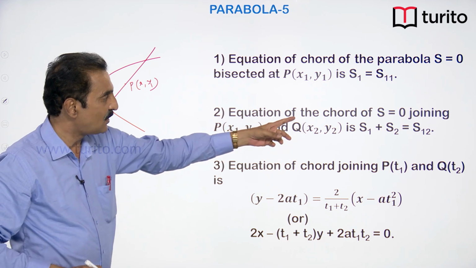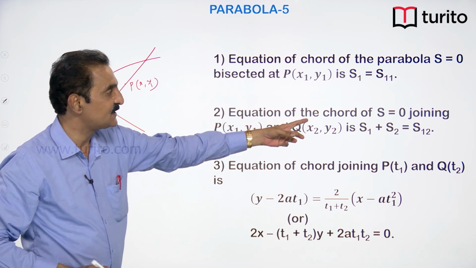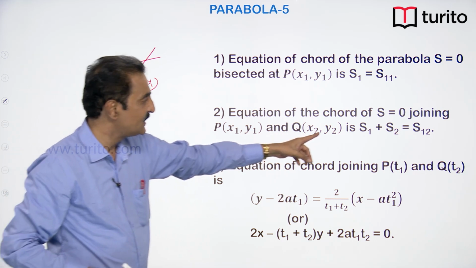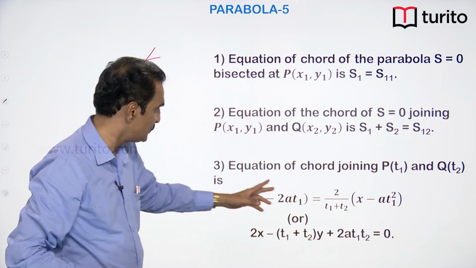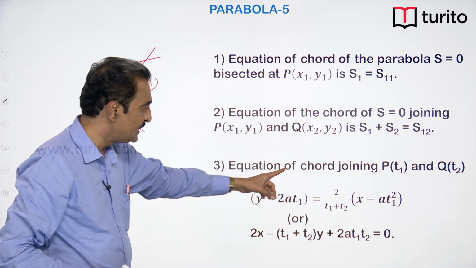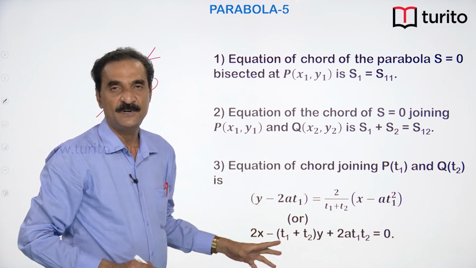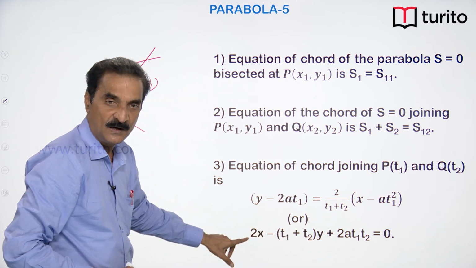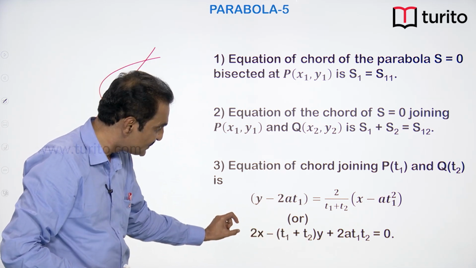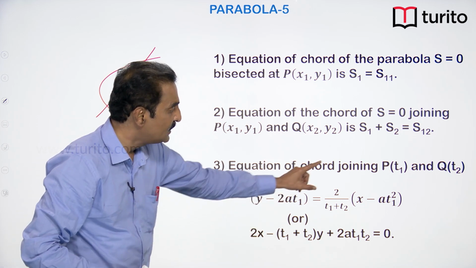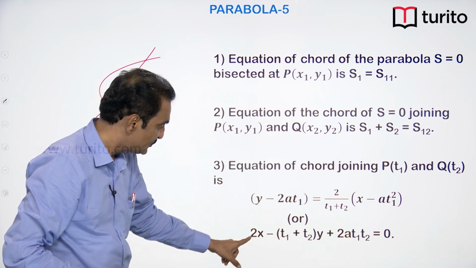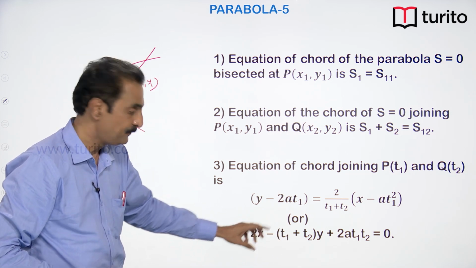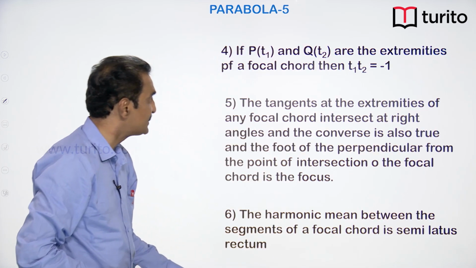Next, equation of the chord of the parabola S = 0, joining the points (x1, y1) and (x2, y2), is S1 + S2 = S12. Equation of the chord joining P(t1) and Q(t2) is this, but you have to remember it in this form. And all of you should remember this formula for the slope of the chord joining the 2 points. Slope of the chord is what? 2 by (t1 + t2). Okay.